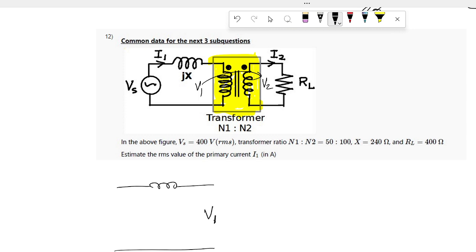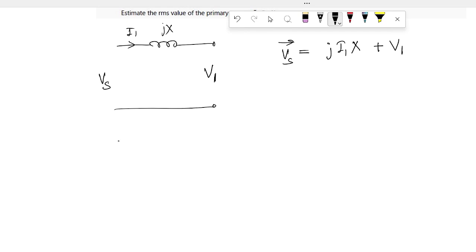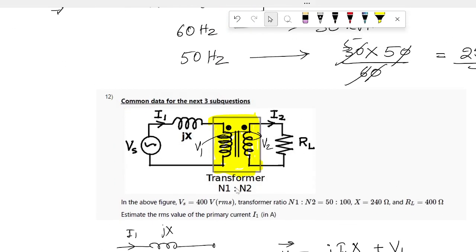Let's suppose we have V1 appearing here. This is Vs, this is jX, and this is I1. Applying KVL, we write Vs in phasor form as jI1X plus V1. On the secondary side we see V2, which is feeding a load of 400 ohm, with current I2. We can easily refer these quantities from the secondary side to the primary side in this equation.